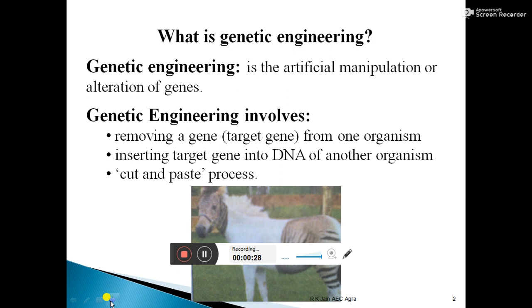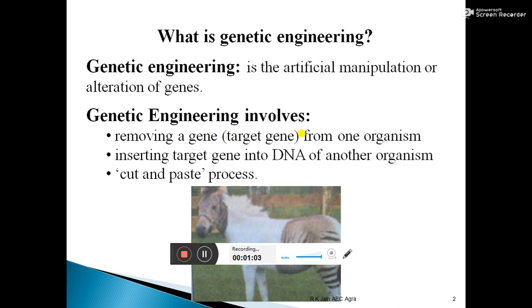The first question is: what is genetic engineering? As the name indicates, genetic engineering is engineering with the genetic material. It is engineering with the genes. So in a simple definition, genetic engineering is an artificial manipulation or alteration of genes for the purpose of human welfare.